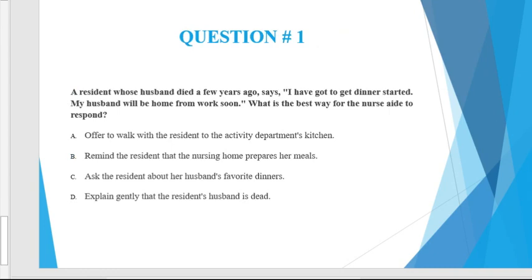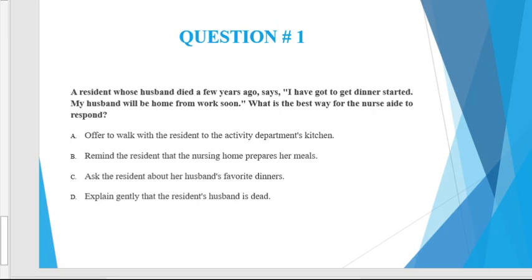Now, let's take this question. Remember the goal: to allow that patient to talk more about what is bothering them. A resident whose husband died a few years ago says, "I have got to get dinner started. My husband will be home from work soon." What is the best way for the nurse aide to respond? This resident's husband died a few years ago, but today she's telling you she's going to prepare dinner for the husband.